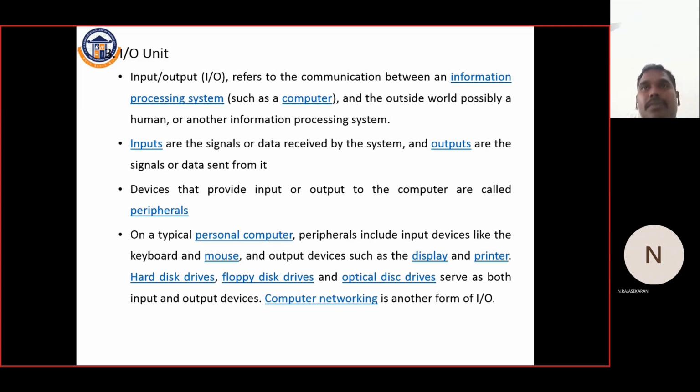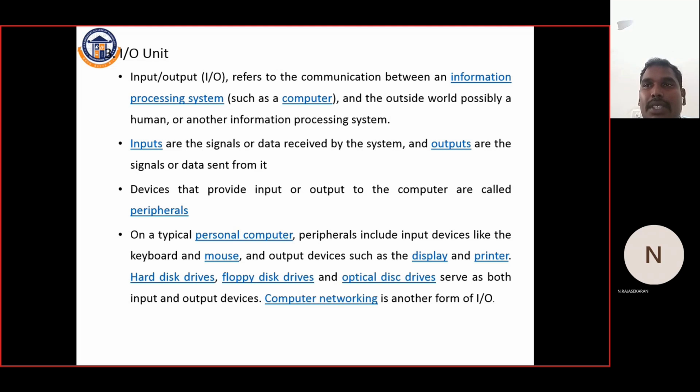Then the I/O unit. Input-output port refers to the communication between an information processing system such as a computer and the outside world, possibly a human or another information processing system. The inputs are the signals or data received by the system, and outputs are the signals or data sent from it. Devices that provide input or output to the computer are called peripherals. This is very important: peripheral.